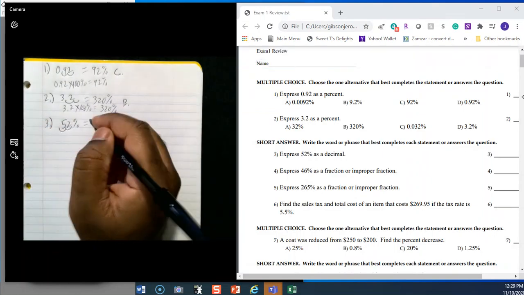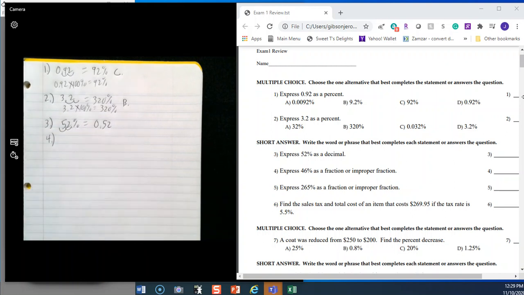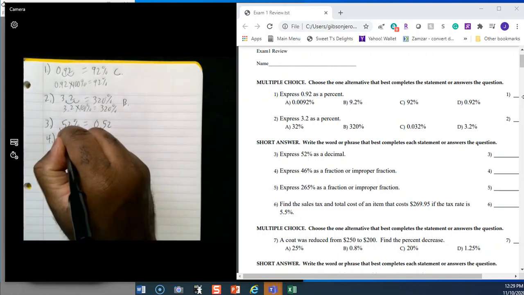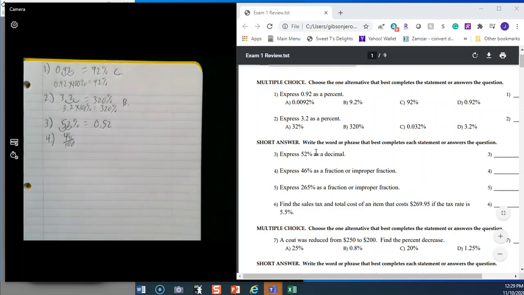All right. Now, number 4, it says express 46% as a fraction or improper fraction. Now remember, percent means over 100. So 46% is 46 over 100. So now, you can put this in your decimals calculator.